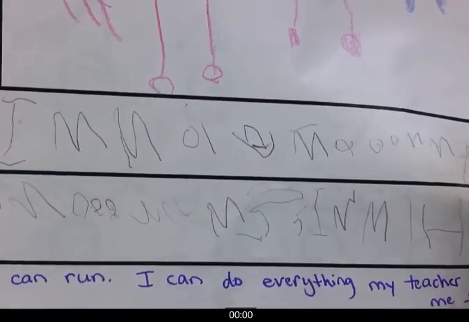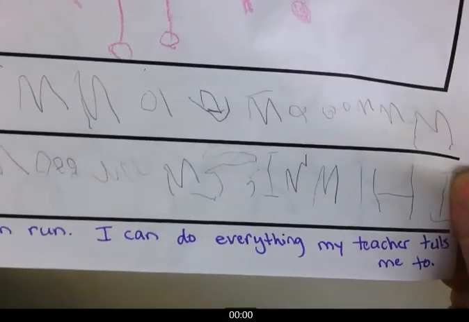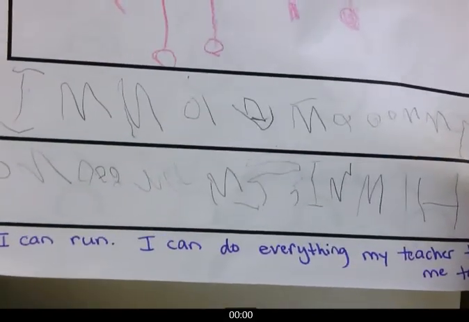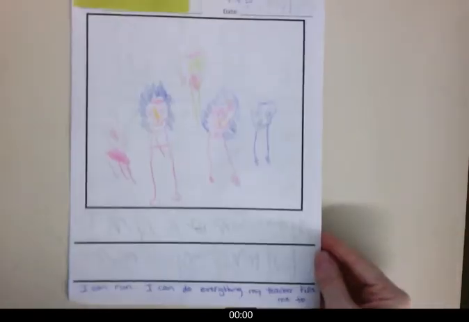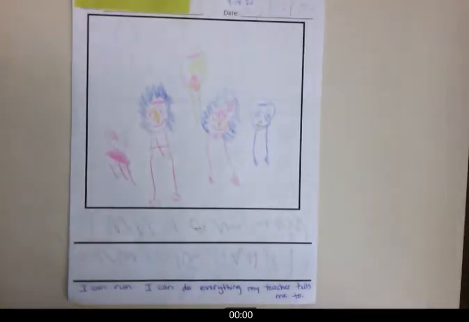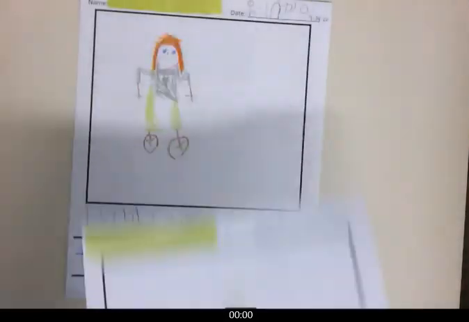And then when I asked her to read the story to me, she said, I can run. I can do everything my teacher tells me to. That's what she said, so that's what I wrote down. And that's her story. This is perfectly acceptable for this part of kindergarten. For the beginning of kindergarten, this is exactly what we're looking for. I'll show you another.